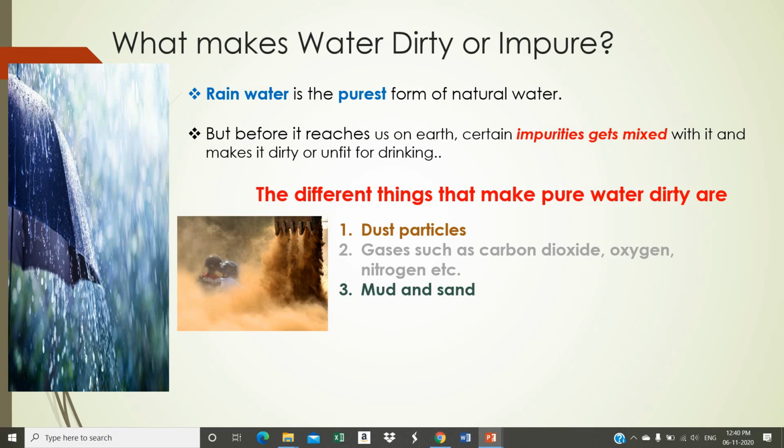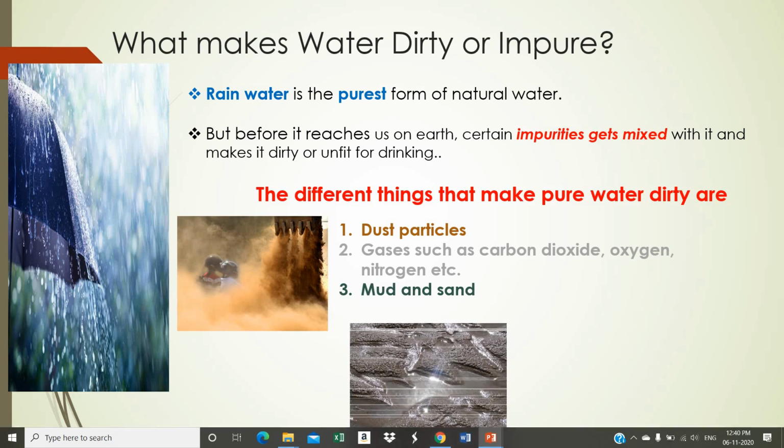The third thing that makes water dirty is mud and sand. When the water comes down on the surface of the earth and starts flowing on the surface, it mixes with mud and sand, and this mud and sand make the water dirty. And finally, germs. When these germs mix with water, they make the water unfit for drinking.